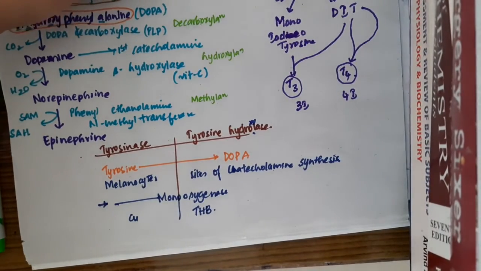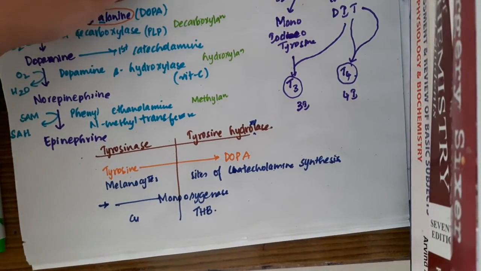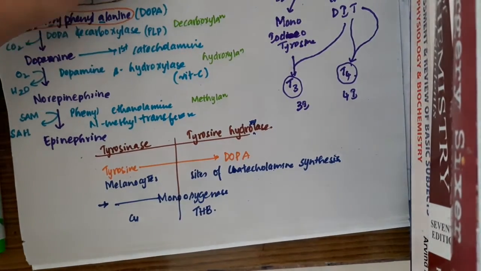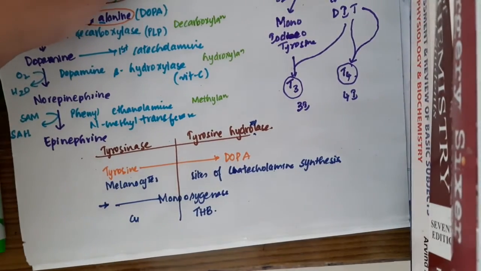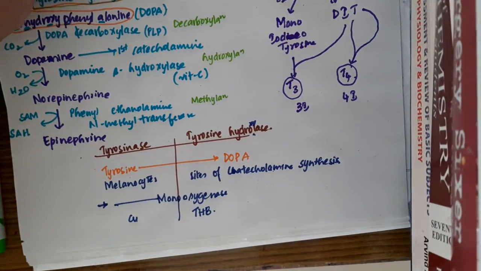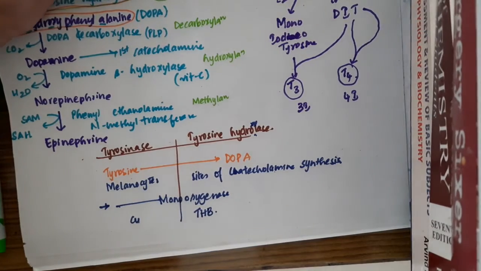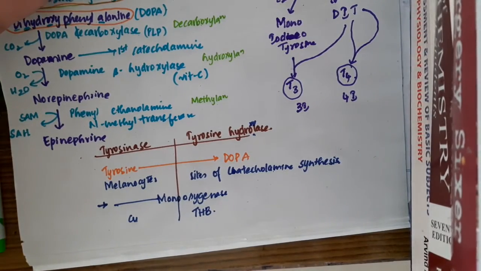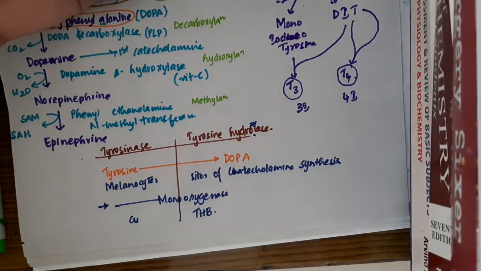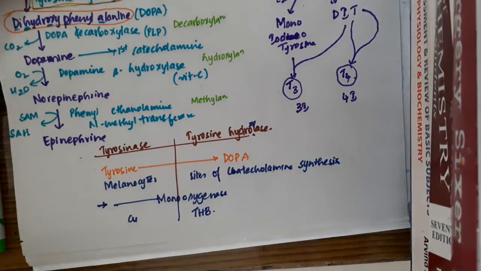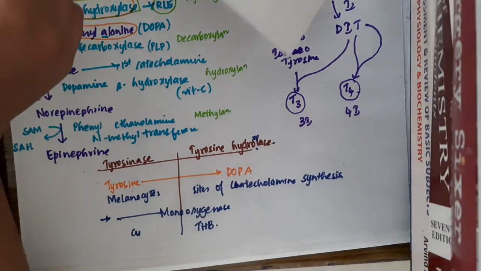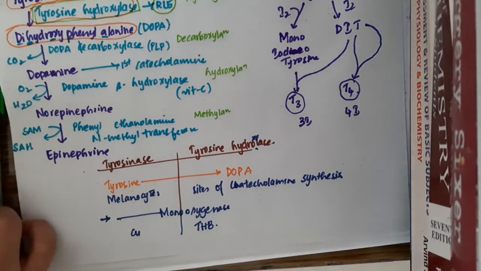Catecholamine synthesis does not occur in the melanocytes, because in the melanocytes the enzyme tyrosine hydroxylase is absent. Tyrosinase enzyme is present in melanocytes, and thus in melanocytes tyrosinase enzyme acts, and that will lead to production of melanin. So these are the special products from tyrosine and synthesis of tyrosine.